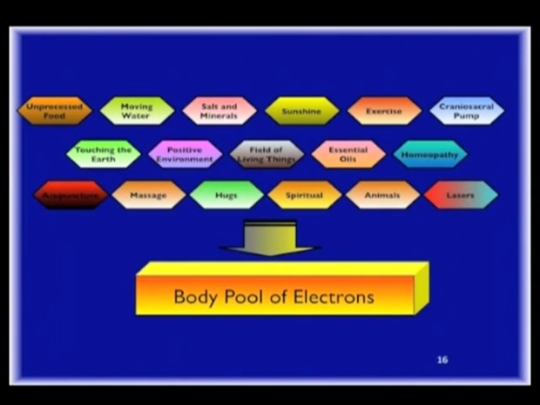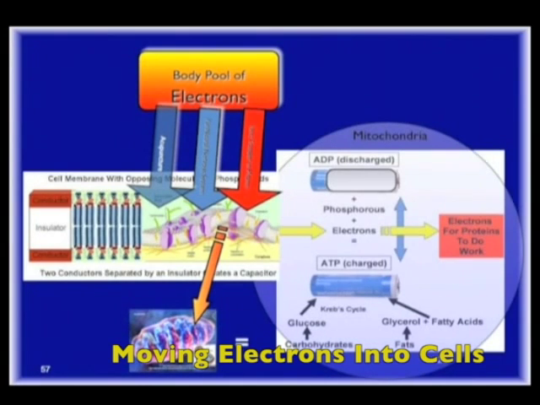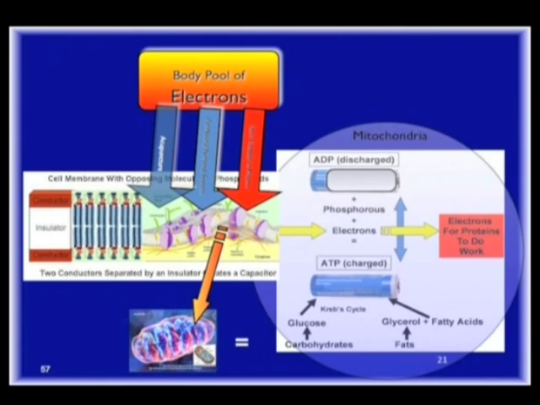Now, there are a variety of ways that the body normally gets voltage or electrons. You get them from unprocessed food, from moving water, from salt and minerals, from sunshine, from exercise, etc. Eventually, all of these various sources provide us with a body pool of electrons. There are 3 trucking systems that take the electrons down to the cells or to the organs. These 3 trucking systems are the ionic transfer of electrons in our blood plasma, the fiber sheath around our nerves called the analog perineural nervous system, and then the acupuncture system. So the 3 trucking systems are blood, nerves, and acupuncture.